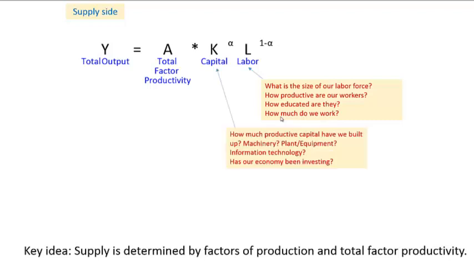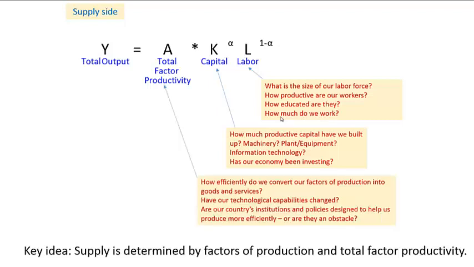When we think about capital, we have to ask about the size of our productive capital stock. How much productive machinery, plant and equipment, or information technology have we built up? Has our economy been investing? Finally, regarding total factor productivity, we're essentially asking how efficiently are we at converting our factors of production into goods and services? Have our technological capabilities improved? We also have to think about our country's policies and our country's institutions.